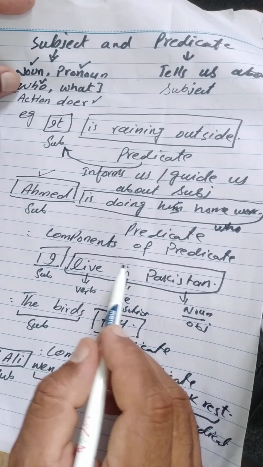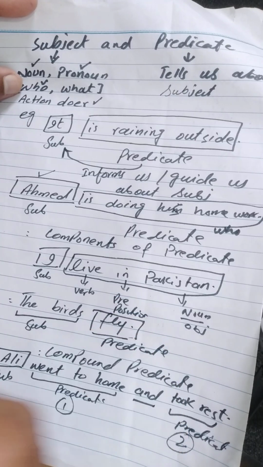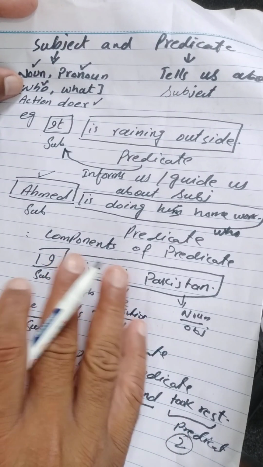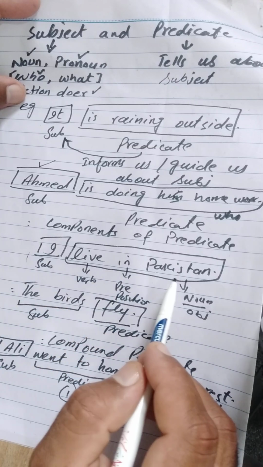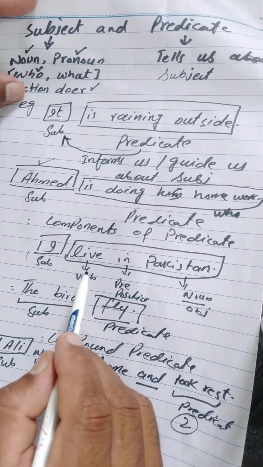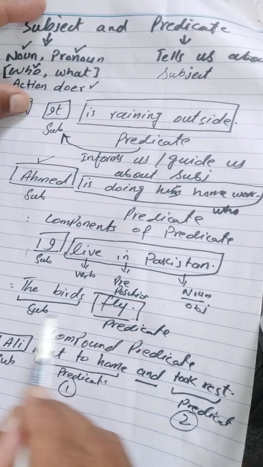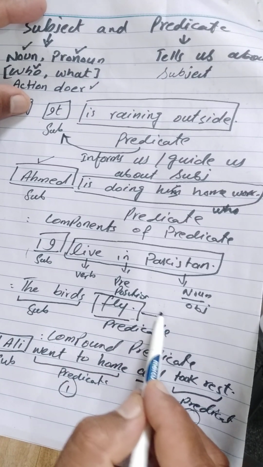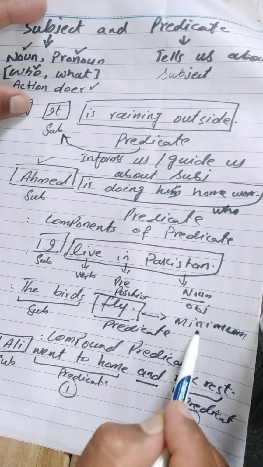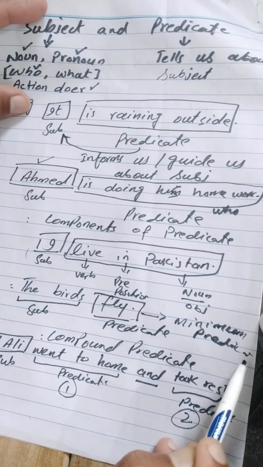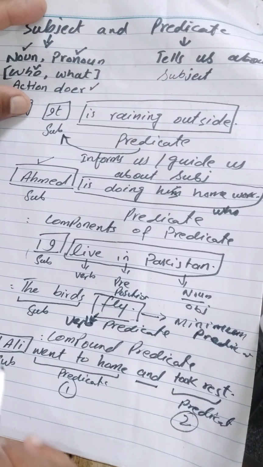Then components of predicate. Minimum component is a verb, so all parts of speech can be included in the predicate. For example, I live in Pakistan, I is a subject, live in Pakistan is the predicate. So what is in predicate? Live is a verb, in is a preposition, Pakistan is a noun used as an object. So minimum predicate is a verb.